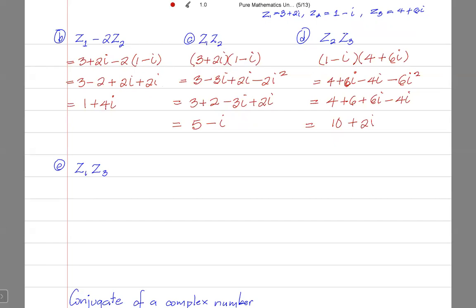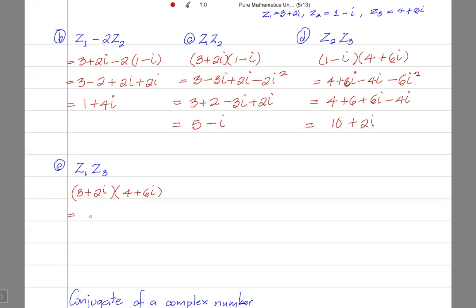Let's have a look at E. E says Z1, which is 3 plus 2i, multiplied by Z3, which is 4 plus 6i. So, as I said, sometimes it's best to just work everything out in a nice, orderly fashion. Don't jump any steps, because sometimes in jumping steps, you might make errors. So you need to know yourself and know what you can or cannot do.